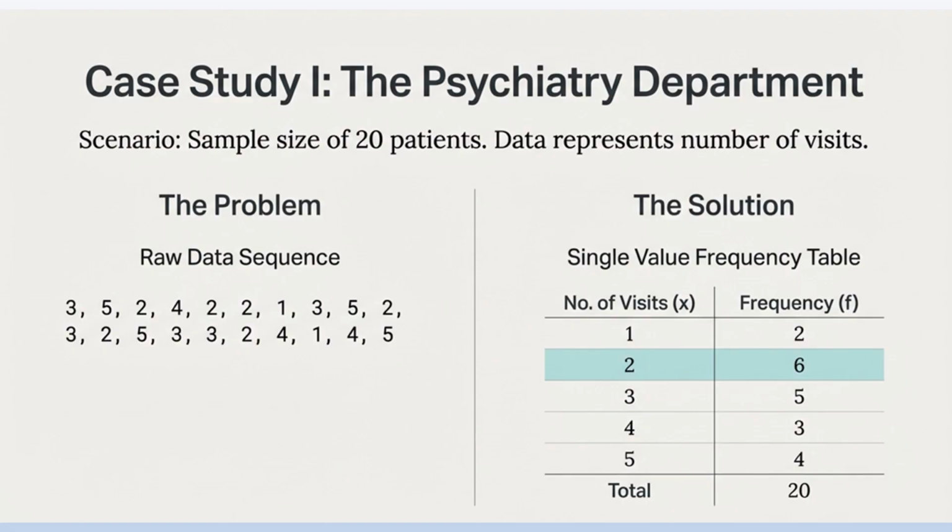Case study 1. The psychiatry department scenario: a sample size of 20 patients, data represents number of visits. The problem: raw data sequence and number of visits. The solution: single value frequency table, number of visits X and the frequency F. Here number of visits 1, 2, 3, 4, 5 and frequency: 1 visit frequency is 2, 2 visits frequency is 6 and so on. 5 visits frequency is 20 and the total sample size or number of patients is 20.